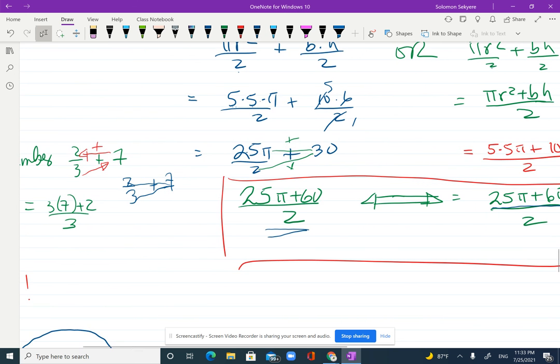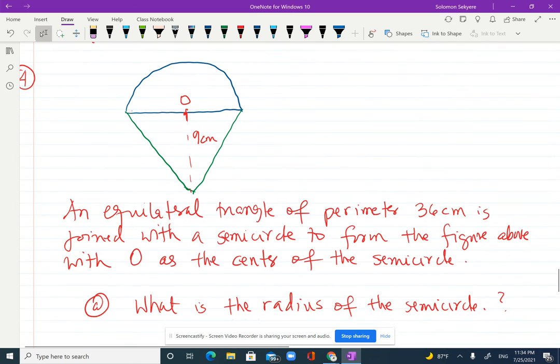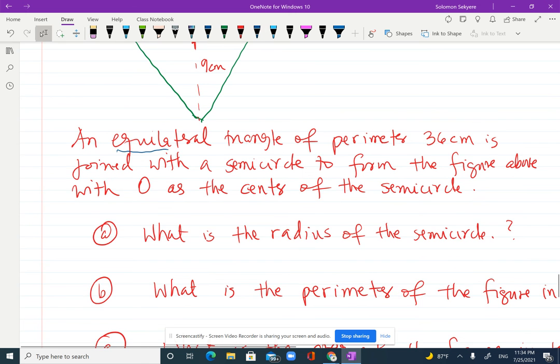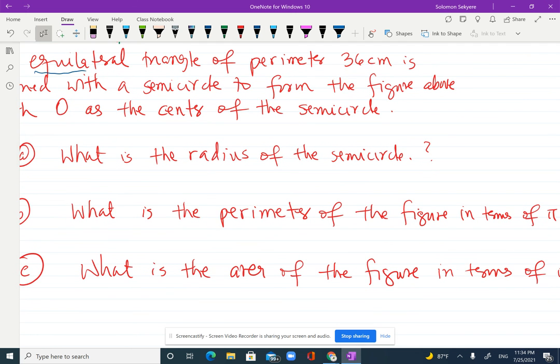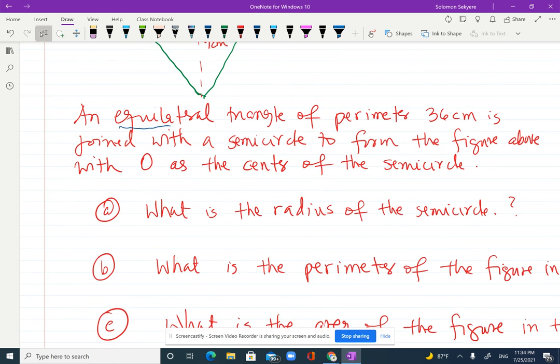You can just rewind it and replay it. Now, try a similar problem all by yourself. Again, you have the same or a similar composite figure. It is made up of an equilateral triangle of perimeter 36 centimeters, joined with a semicircle to form the figure above, with O as the center of the semicircle. First question, what is the radius of the semicircle? What is the perimeter of the figure in terms of pi? And what is the area of the figure in terms of pi? Pause, review what I've done, try it first, and then come and check your answers.